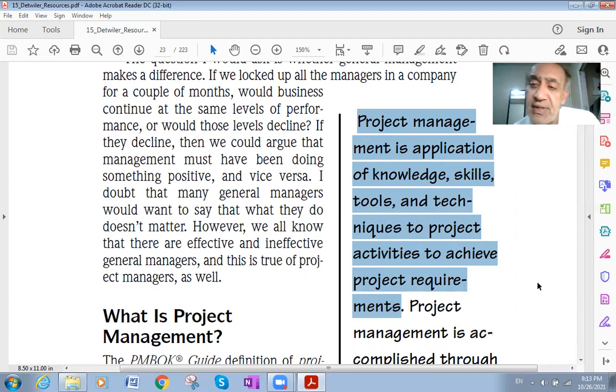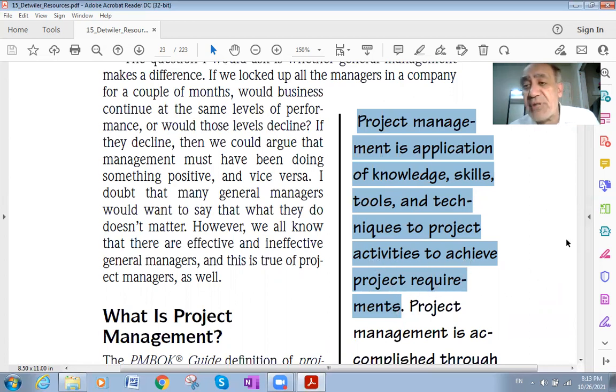So this is a definition of project management. Now we don't say a project, we say project management. So we have now put the terminology of management. As long as we put the management, then we will talk about what you see here in front of you: knowledge, skills, tools, techniques, applied to project activities to achieve project requirements.